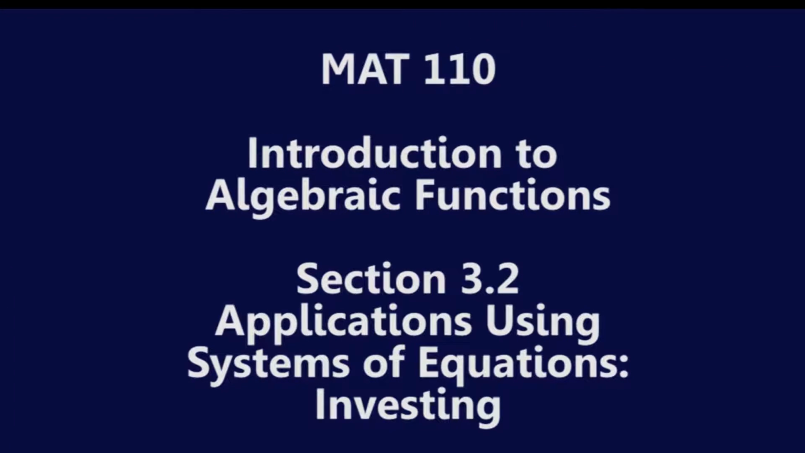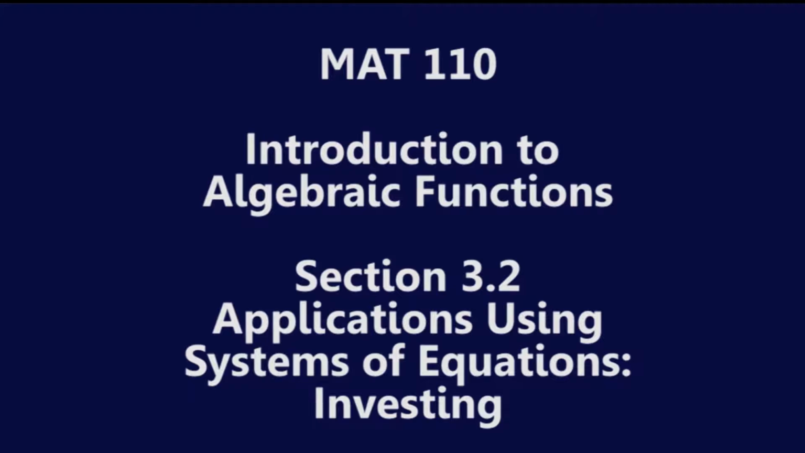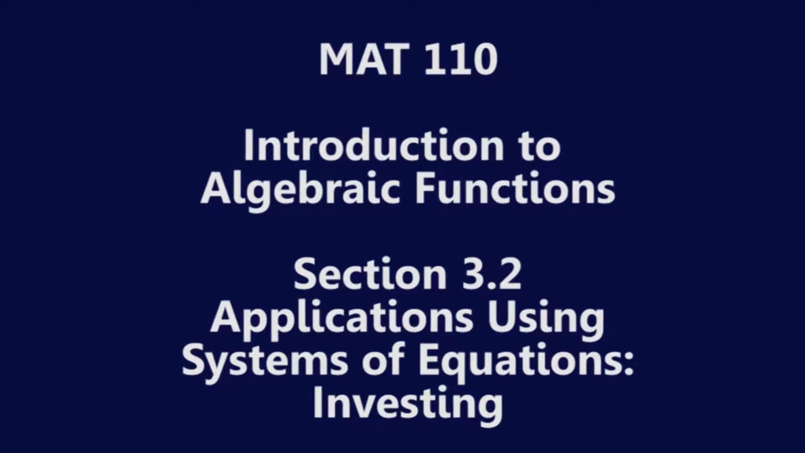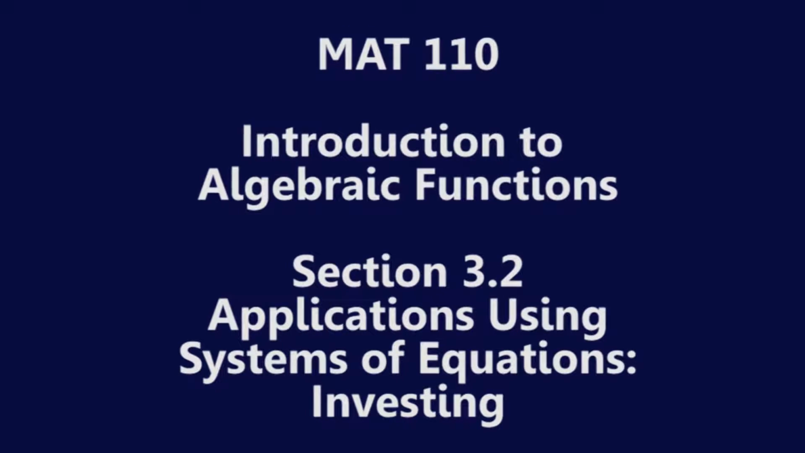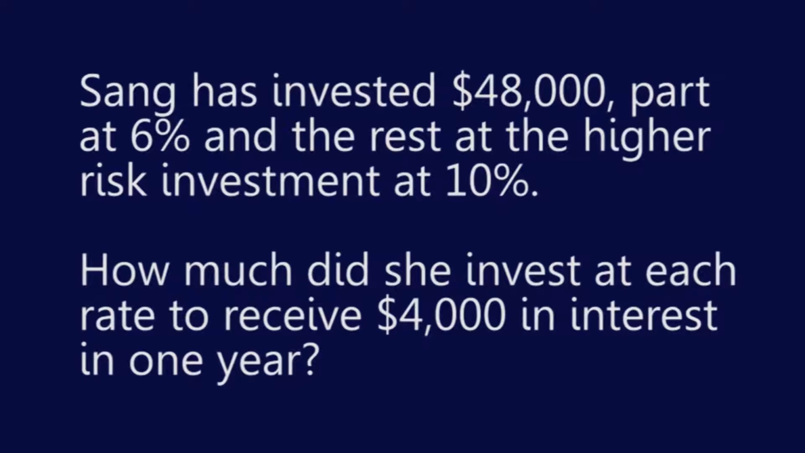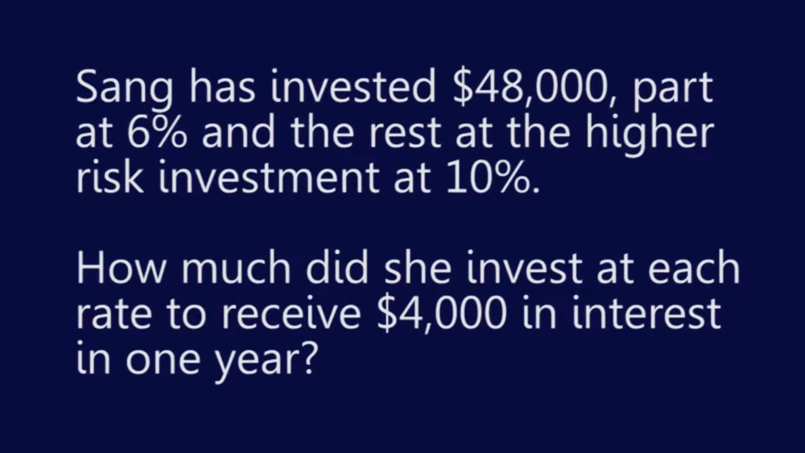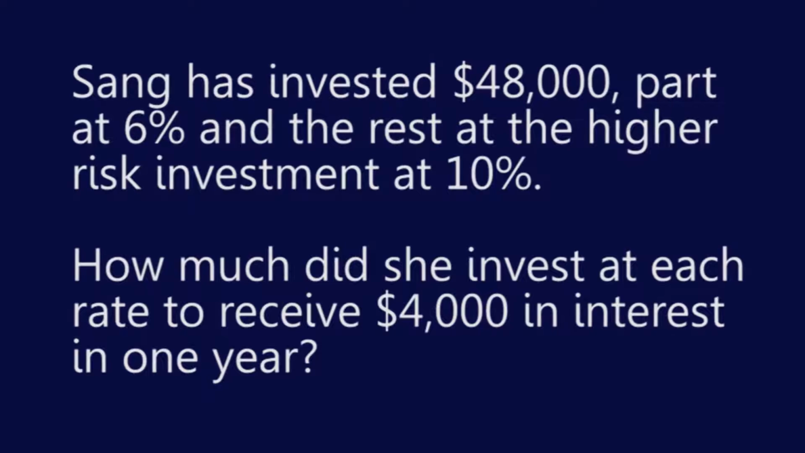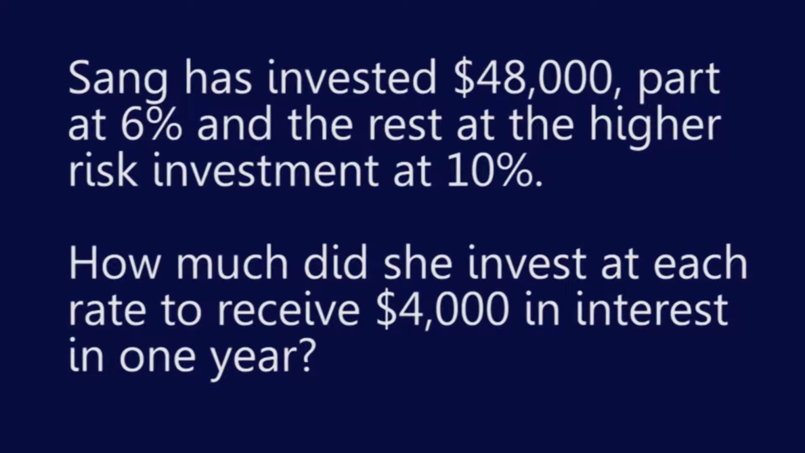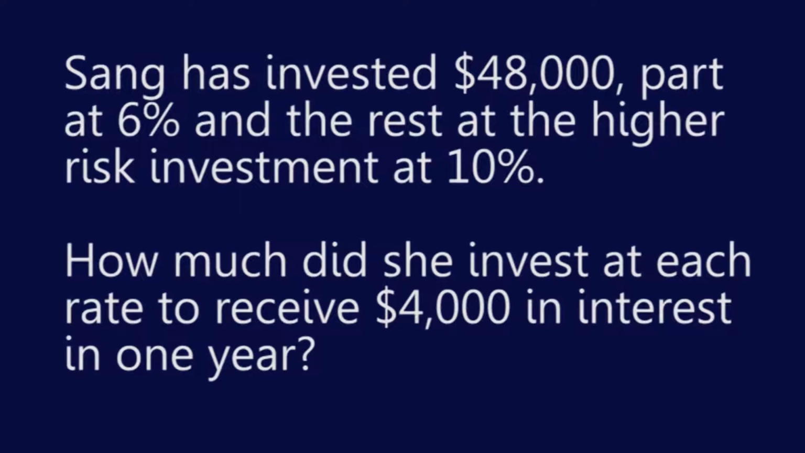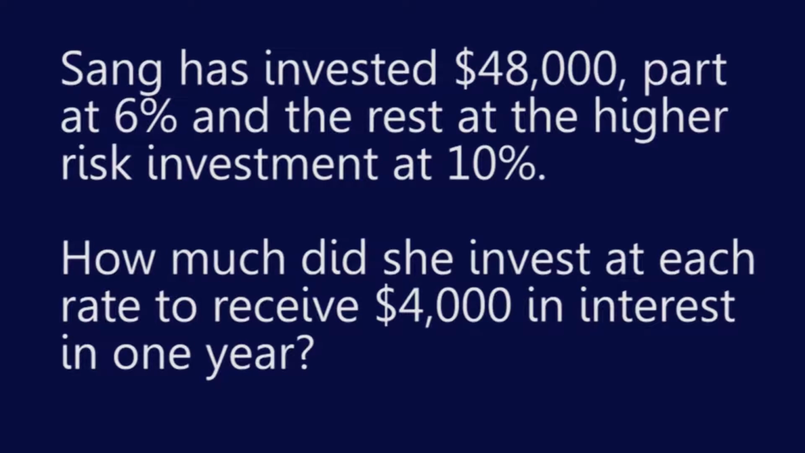Section 3.2, applications using systems of equations, investing. Song has invested $48,000, part at 6% and the rest at a higher risk investment at 10%. How much did she invest at each rate to receive $4,000 in interest in 1 year?